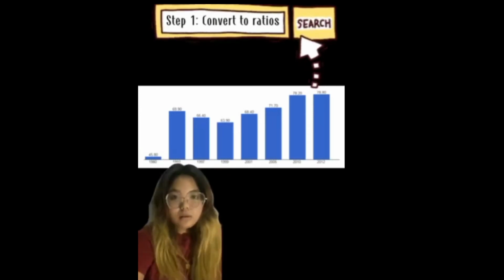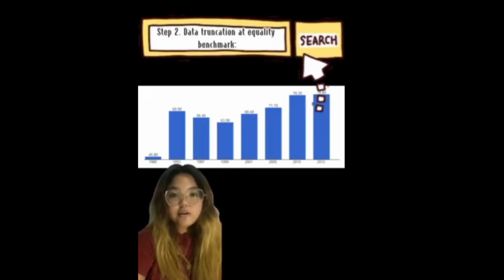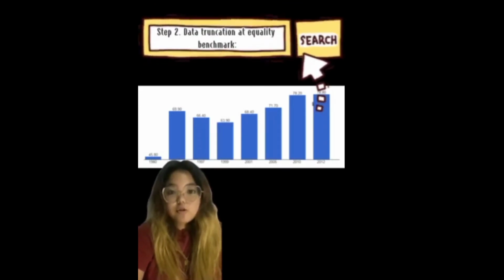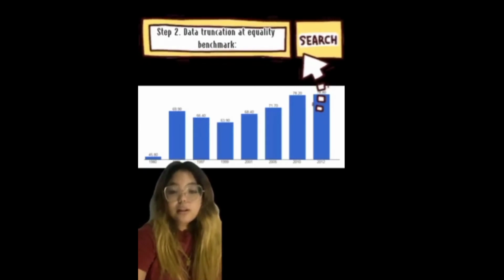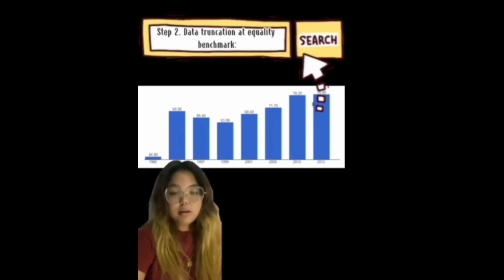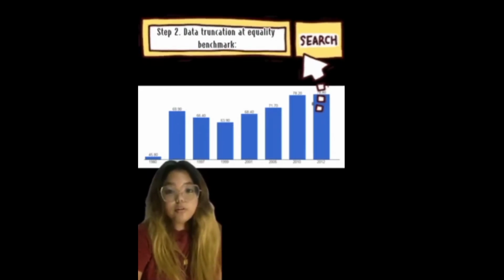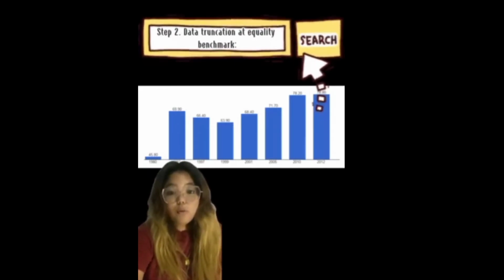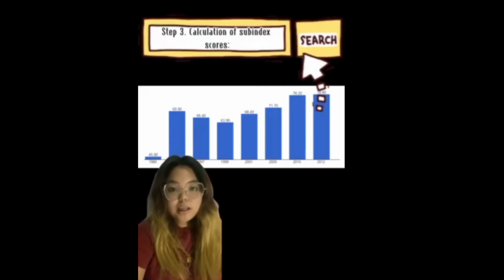Step 2. Data truncation at equality benchmark. The ratios obtained above are truncated at the equality benchmark. For all indicators except the two health indicators, this equality benchmark is considered to be 1, meaning equal numbers of women and men.